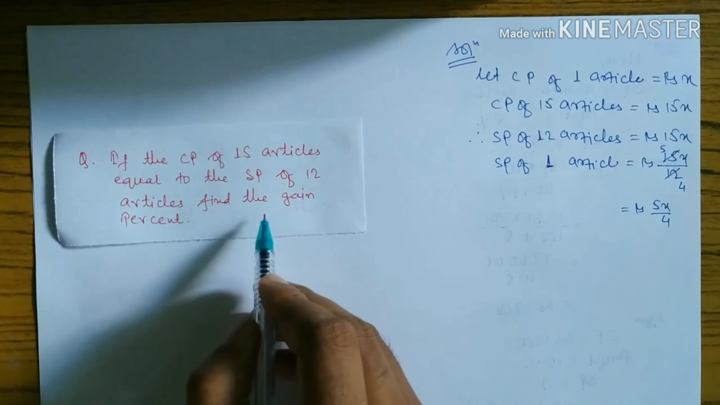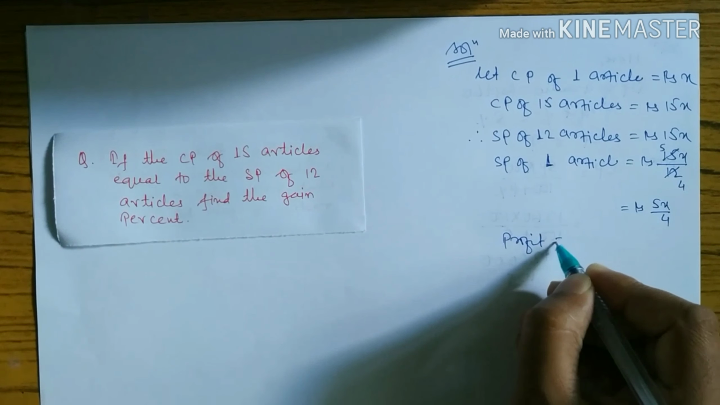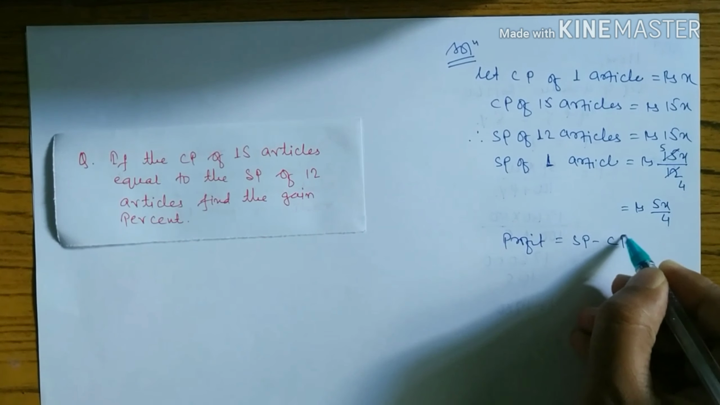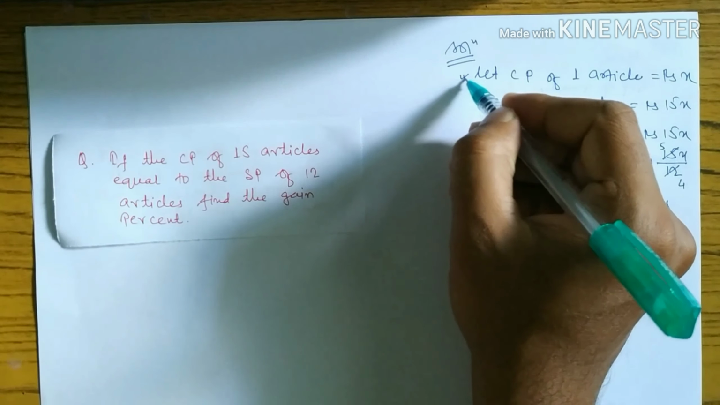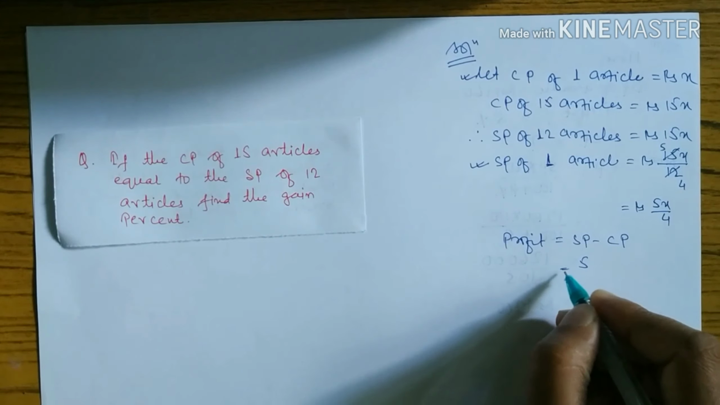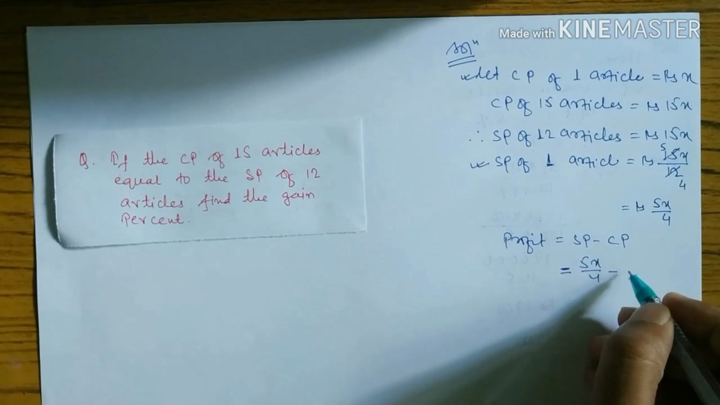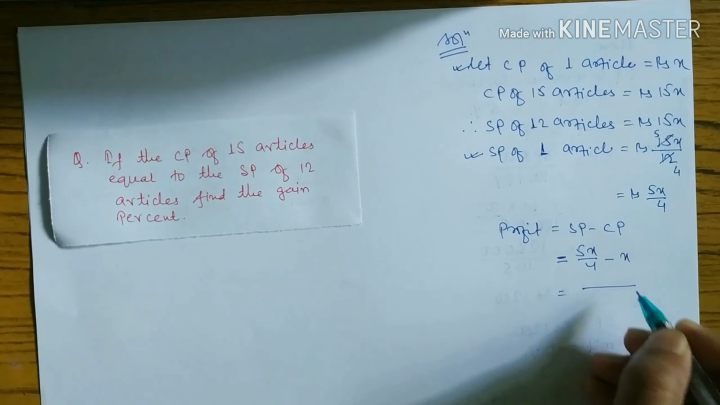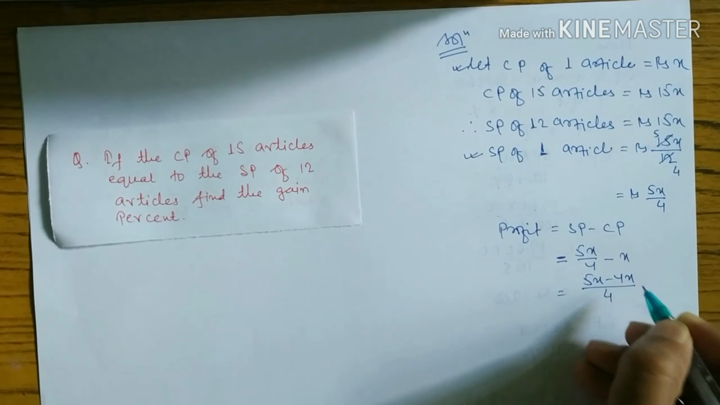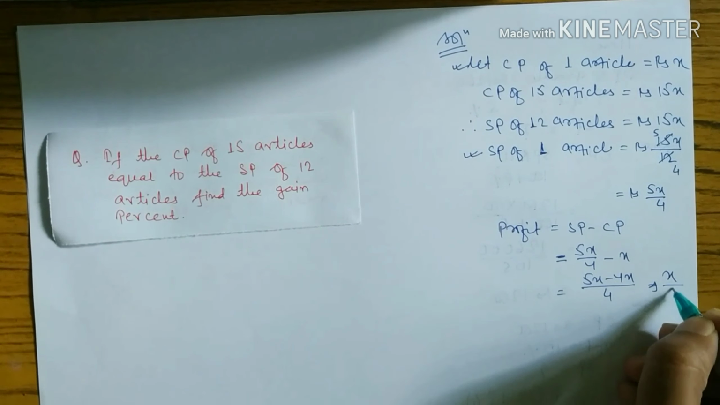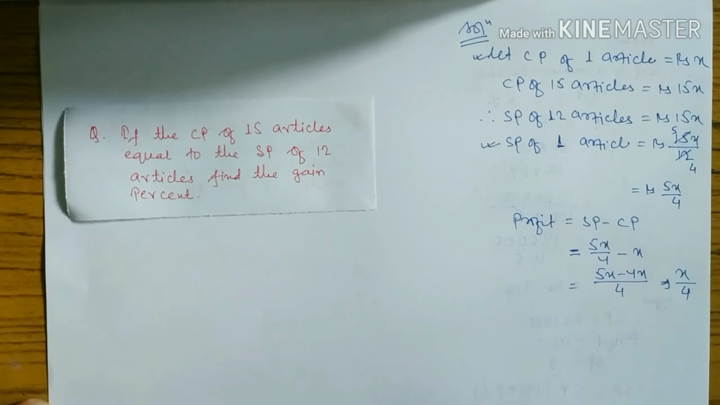We have to find the gain percentage. We have to find out profit is equal to SP minus CP. SP is equal to, we are taking for one article only, 5x by 4, minus CP is equal to x. LCM is 4. 5x minus 4x is equal to x by 4. And after this, we have to find out profit percent, gain percent.